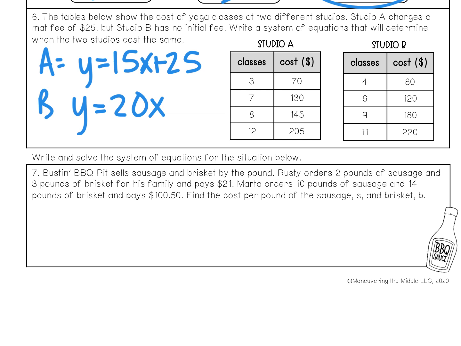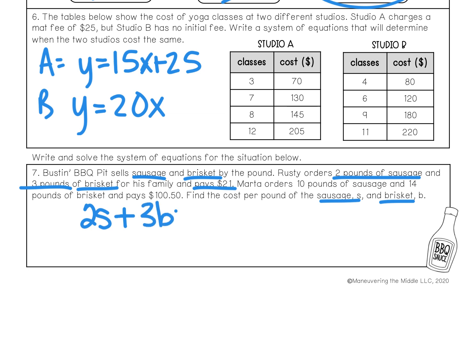All right, last one. They sell sausage and they sell brisket by the pound. Rusty orders 2 pounds of sausage and 3 pounds of brisket for his family, and he pays $21. So it tells us S for sausage, B for brisket, so 2 times S. Please make your S look like an S and not a 2. And 3 brisket, and he paid 21. This was Rusty.